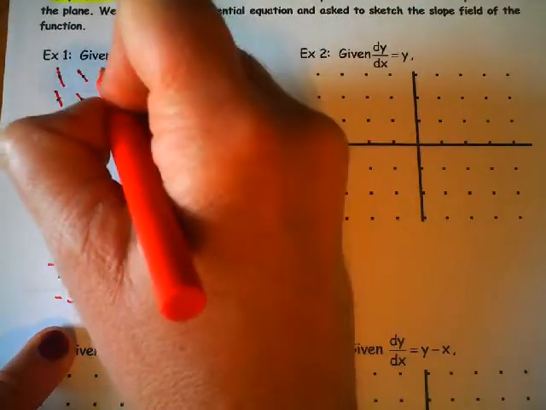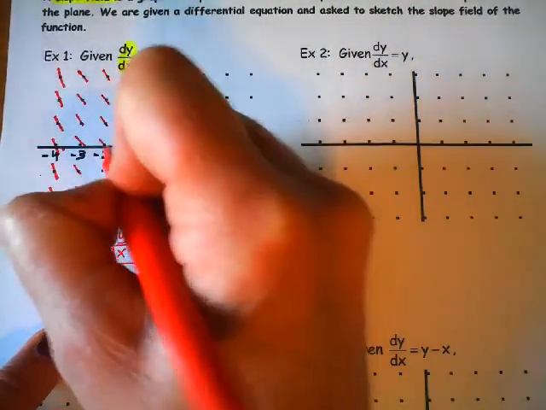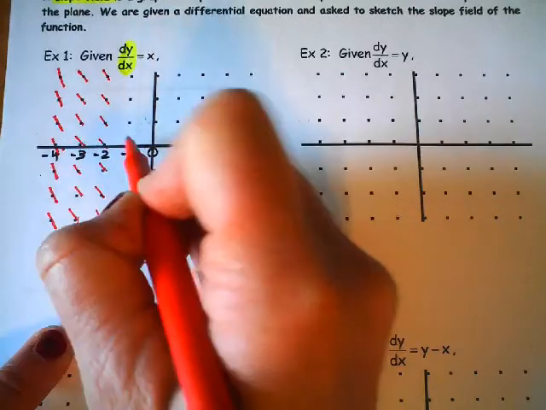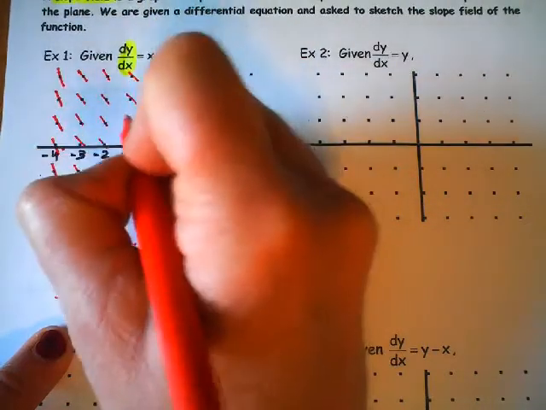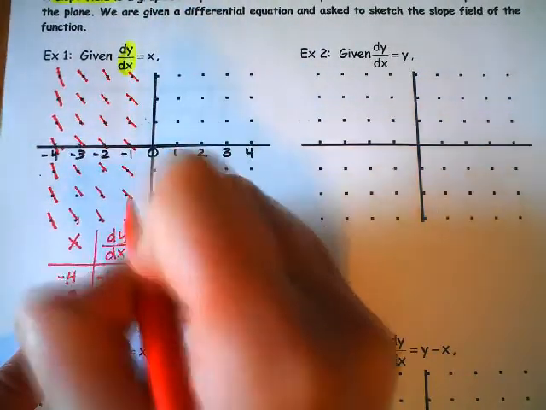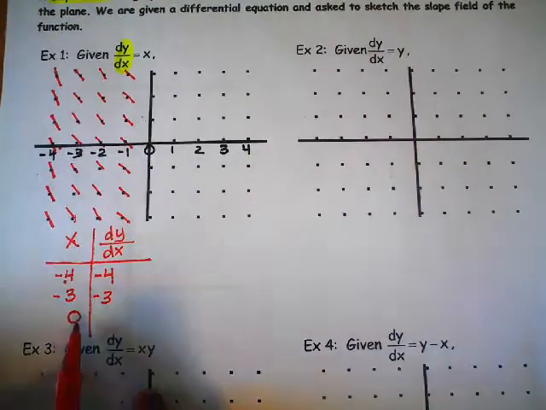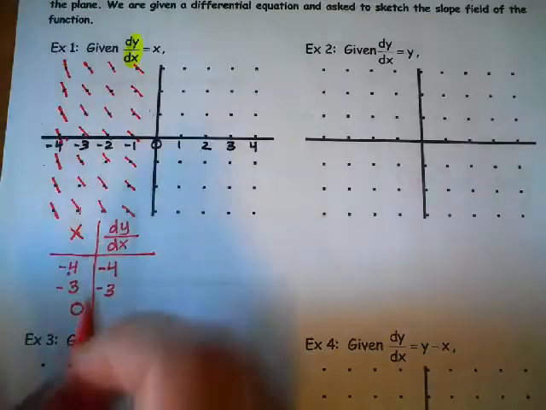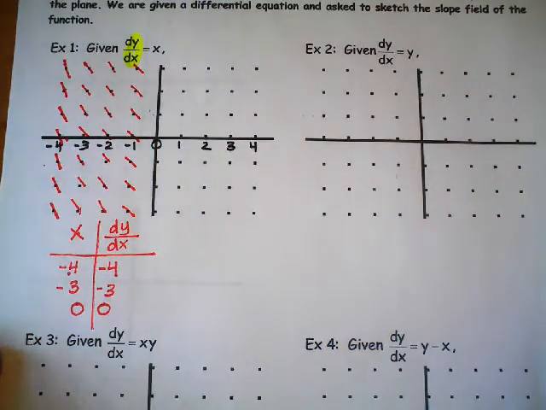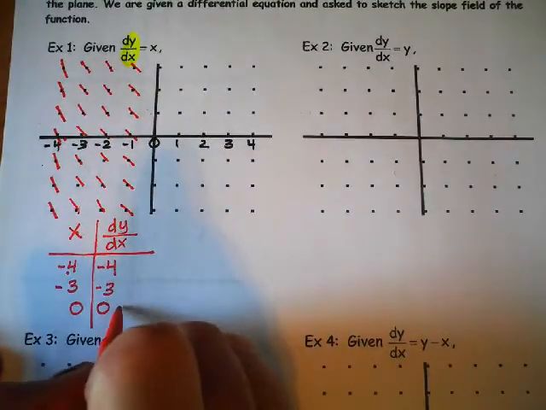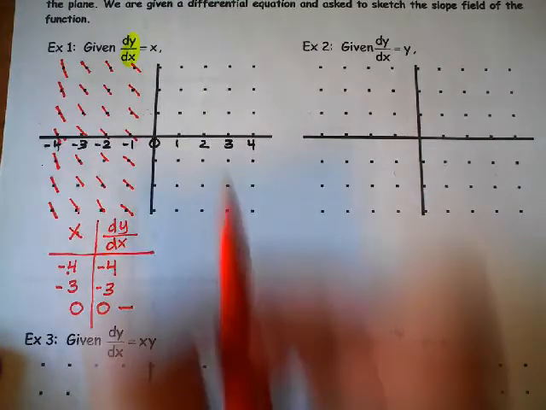At -2, it's a little bit less steep. Slope of -2. At -1, it should look like about a 45-degree angle here. Slope of -1. What about at 0? At 0, dy/dx is equal to 0. Well, think about what a little line with the slope of 0 looks like. Looks like a little horizontal line.